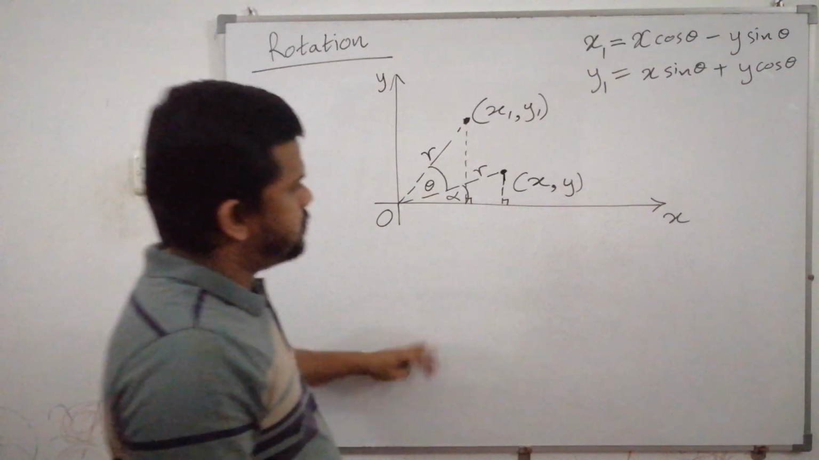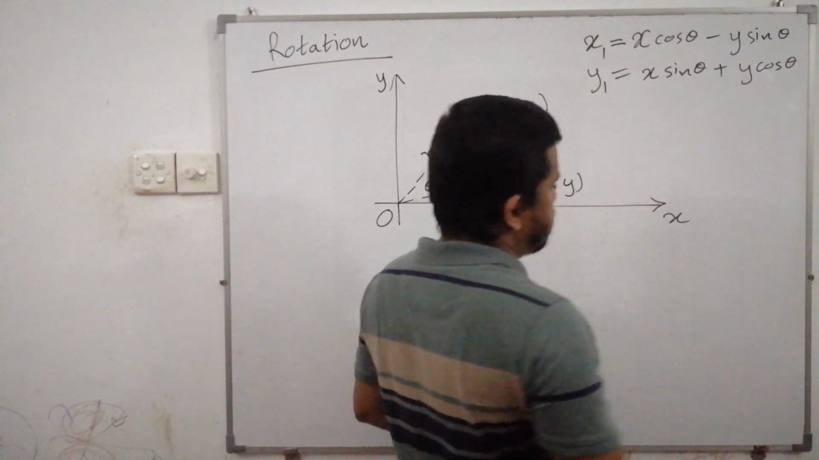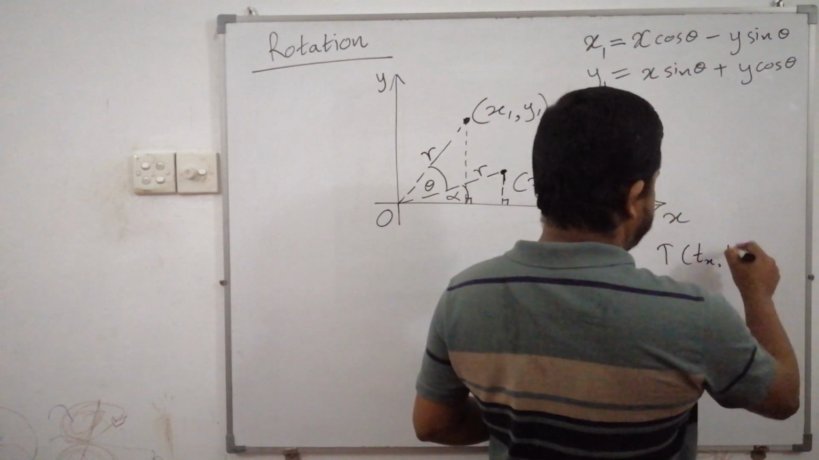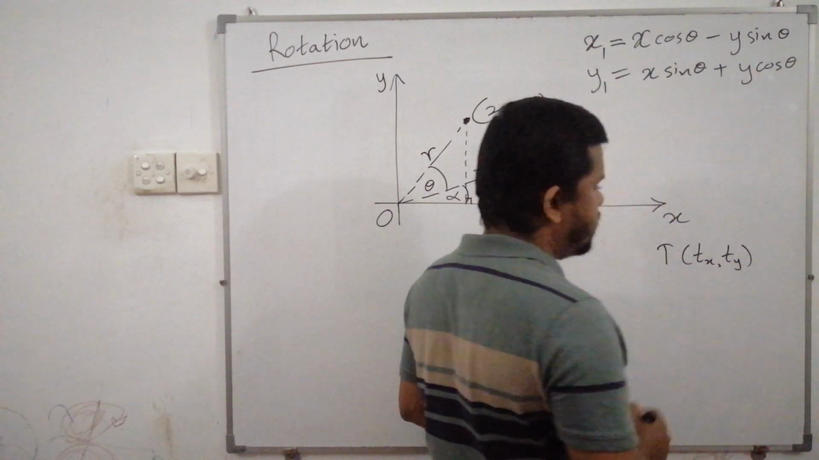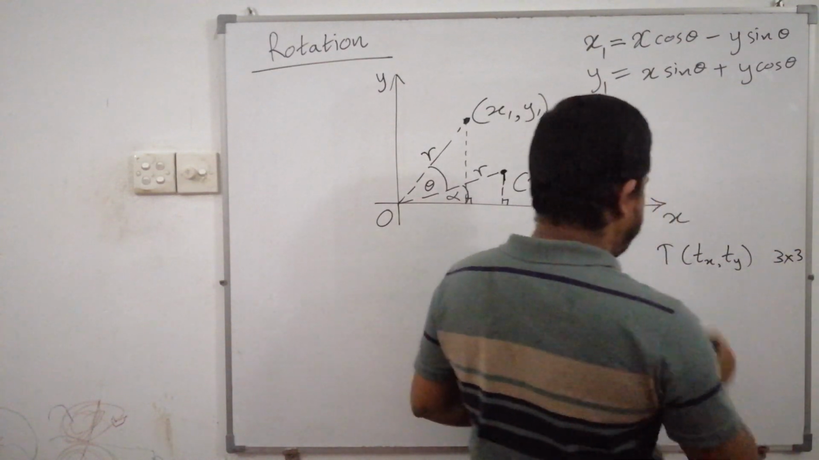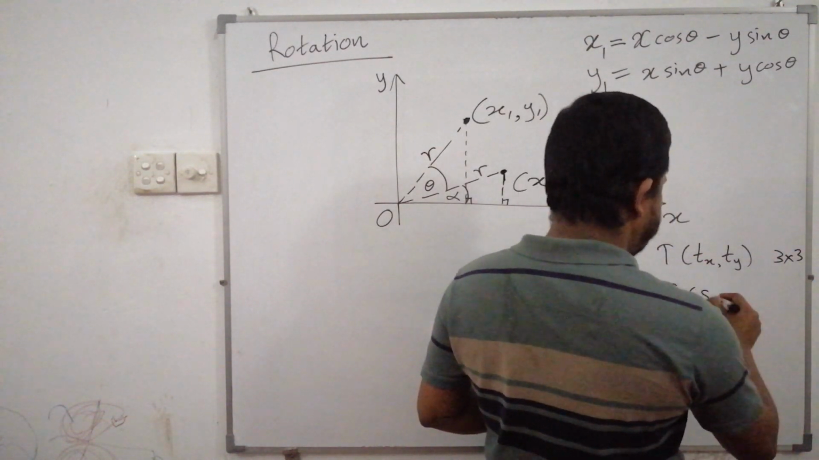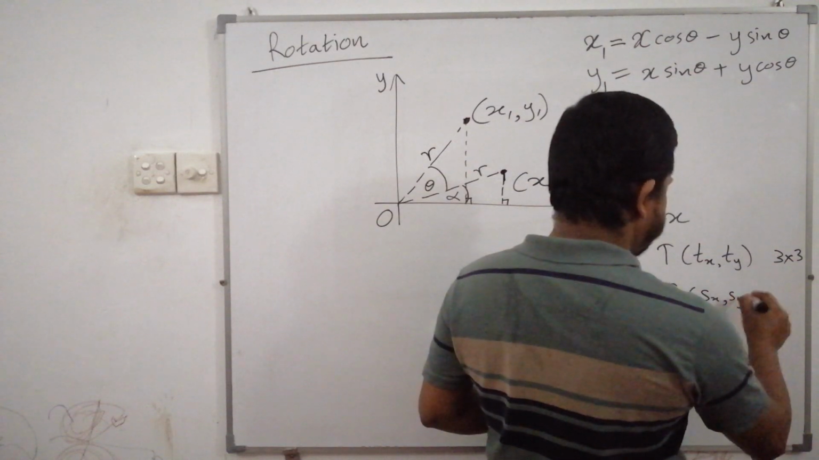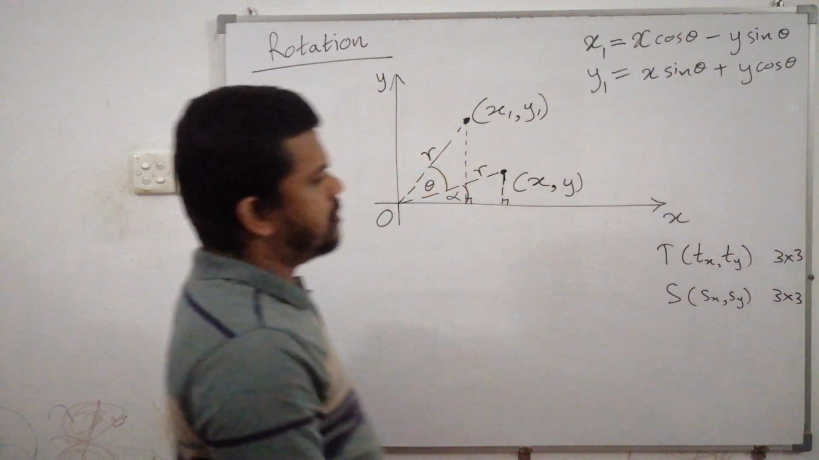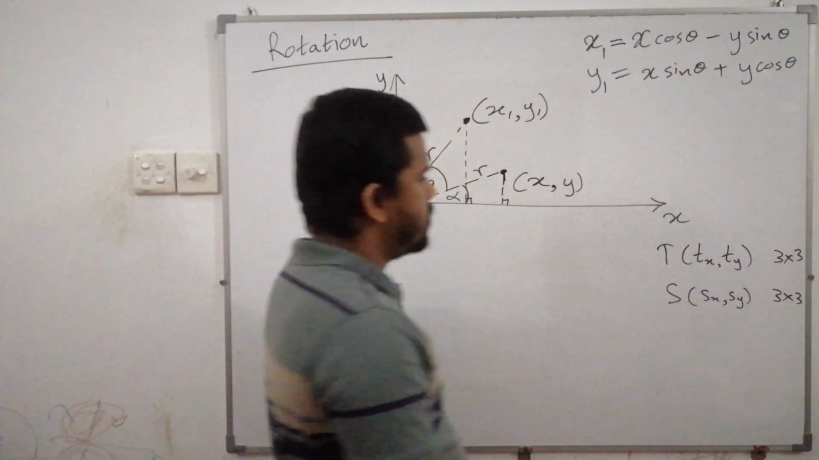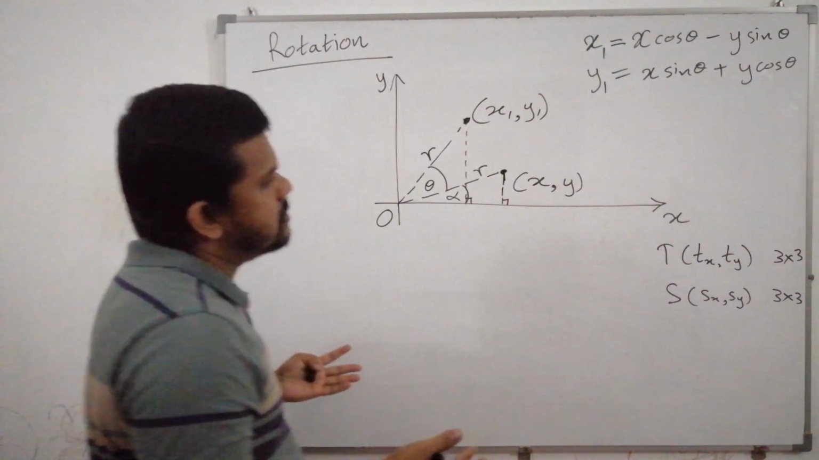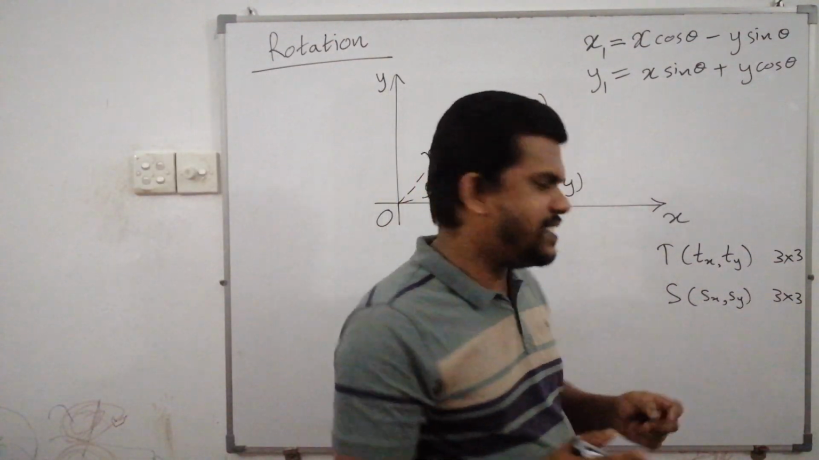Now again, in translation, this was our translation matrix. Its type was 3 cross 3. This was our scaling matrix. Its type was 3 cross 3. So now we are going to find a rotation matrix.